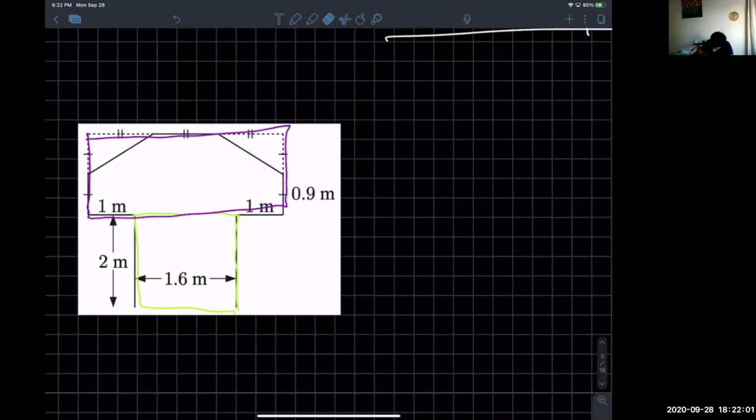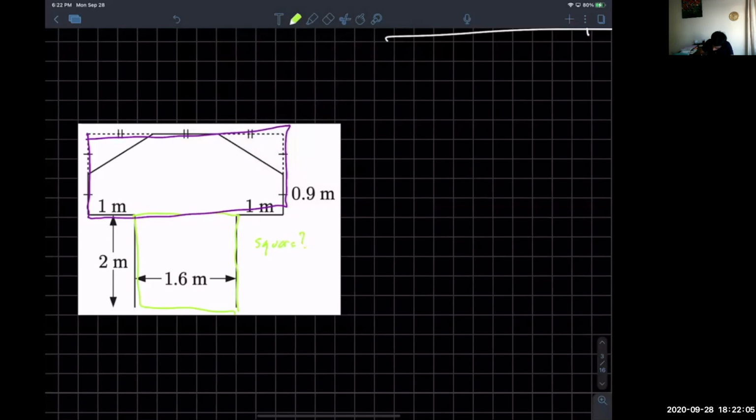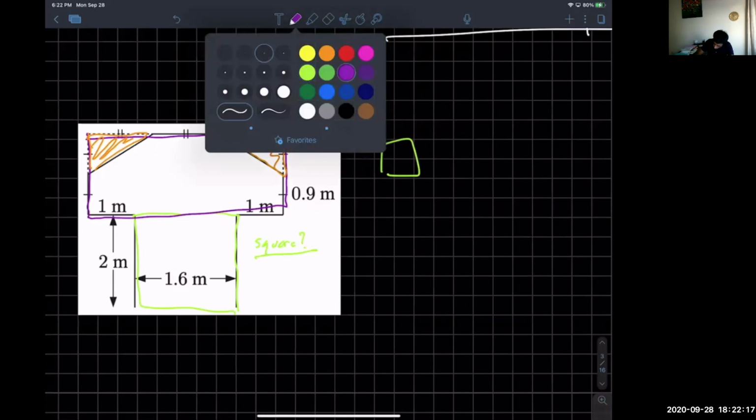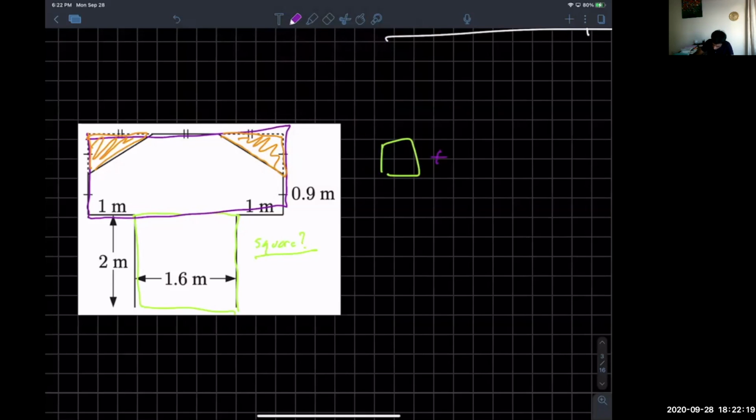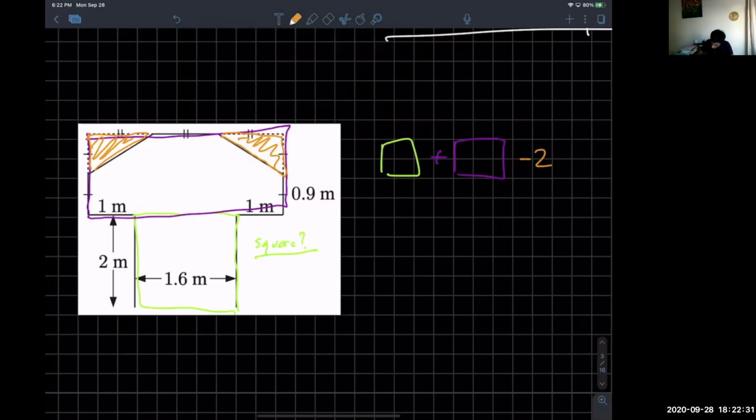There's 2 different ways. One way is you have a square here plus this rectangle here. Actually, I'm not sure if this is a square. Let's find out. And then you have 2 triangles here, right? So the answer is a square plus, or a rectangle, 1 square / rectangle. Oh, actually, it's not a square. No, it's a rectangle. It just gives it to you 2 meters and 1.6. So a green rectangle plus a purple rectangle minus 2 times this triangle, right?